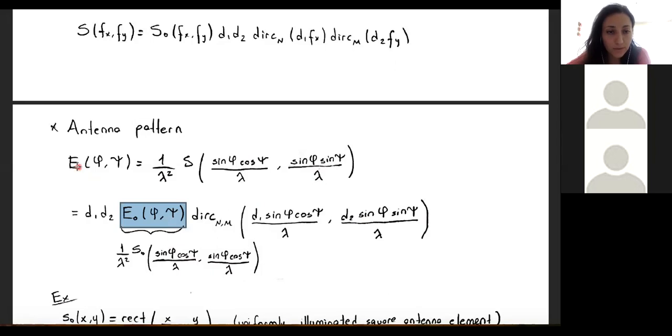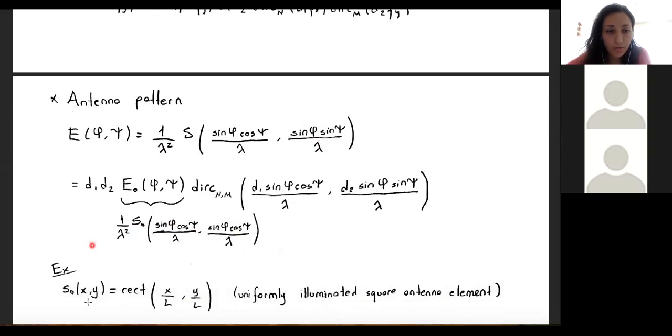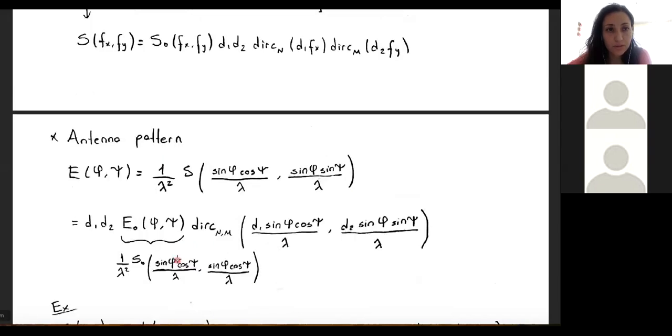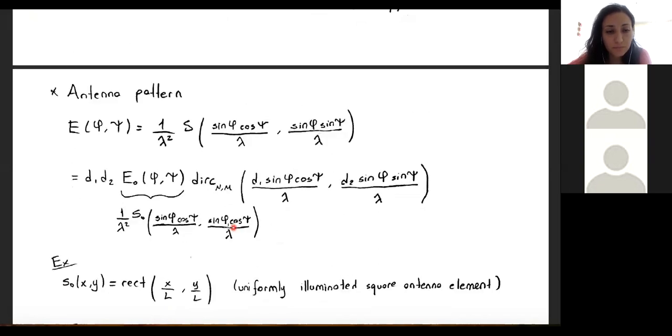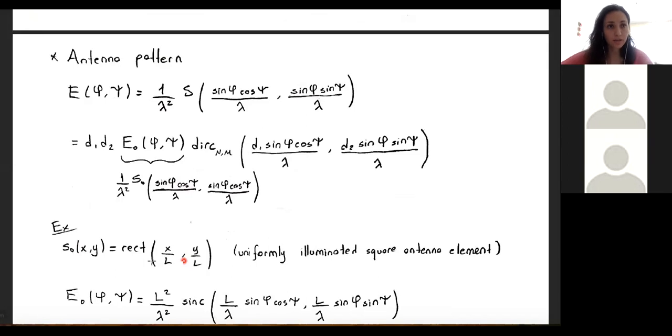Okay, so how will this look? Let's visualize that. As an example, for S0, let's consider a uniformly illuminated square antenna aperture, antenna element. Okay, so my single element in this array will have rectangular, uniform illumination, with a size of length L. This is also the example we skipped before, the 2D case example, fully illuminated square aperture. Let's first find how the radiation pattern will look for the single element.